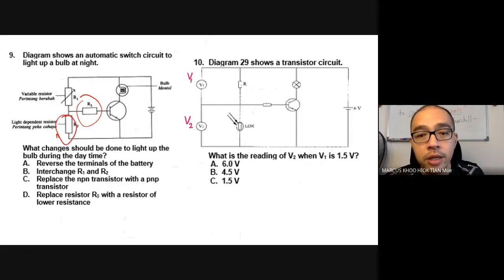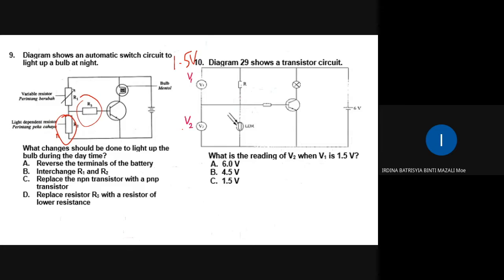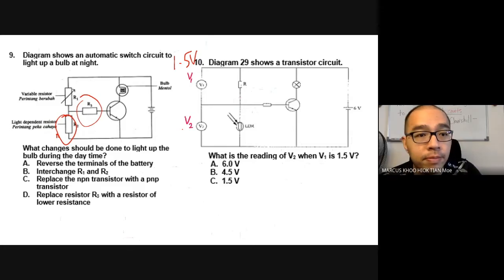Okay, what is the reading of V2 when V1 is 1.5 volts? Oh, it is very, very simple. Next person, please. I think it's Ava. No, Ava is not here. Udina. B. Okay, it will be B.